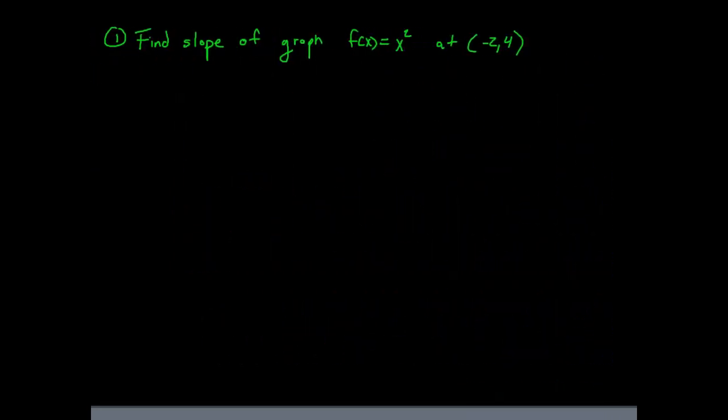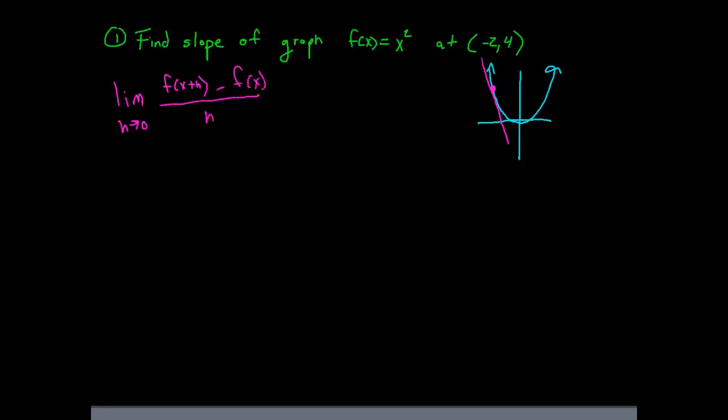Let's do a problem. Find the slope of the graph f of x equals x squared at negative 2 comma 4. So I'm going to briefly draw a picture of this so we can understand it. Here's a rough graph of x squared, a parabola. Negative 2 comma 4 is somewhere over here. I want to find the slope of that tangent line right there. Well, to do that, I have to find the limit as h approaches 0 of f of x plus h minus f of x, all divided by h. This will give me the equation for the slope of the tangent line.